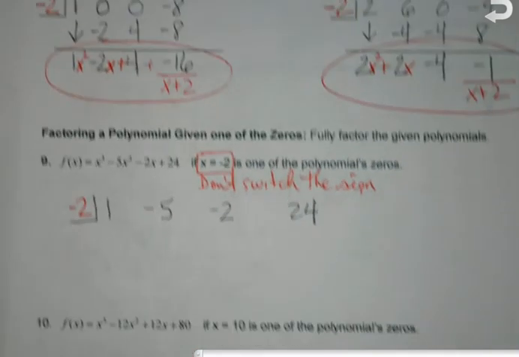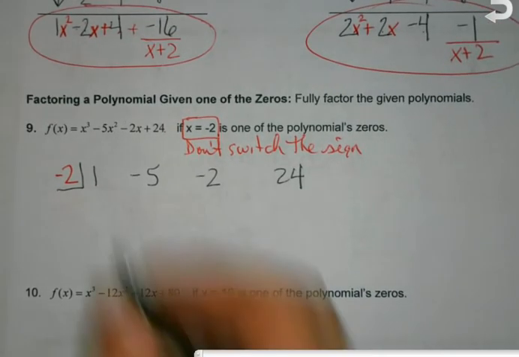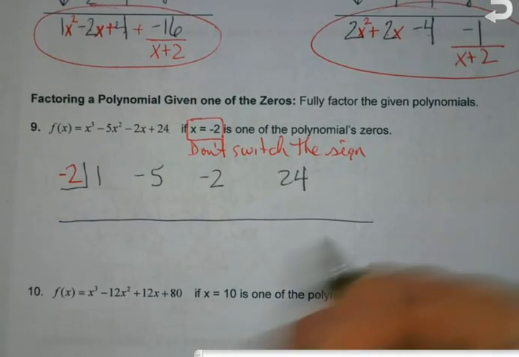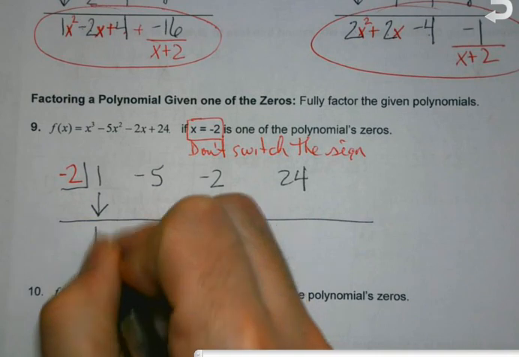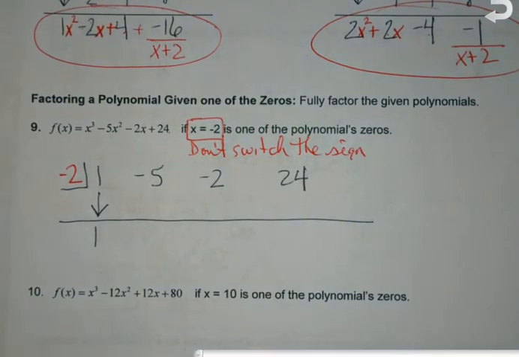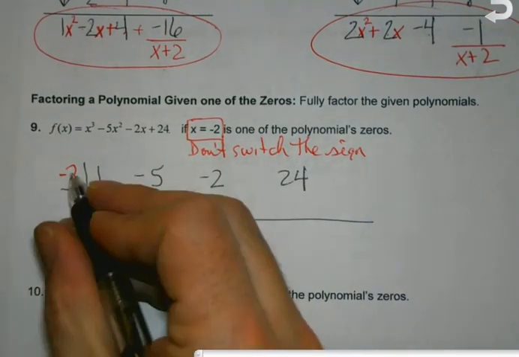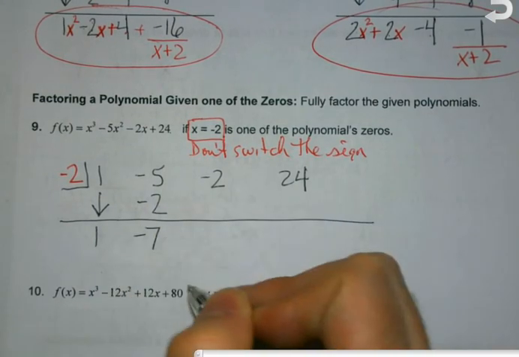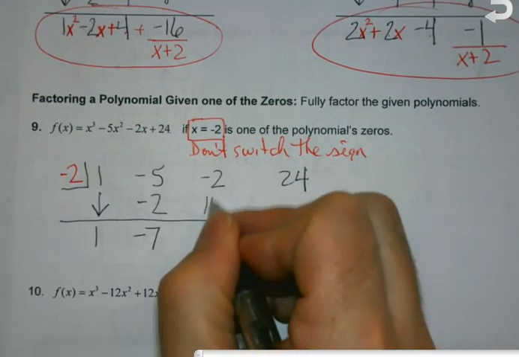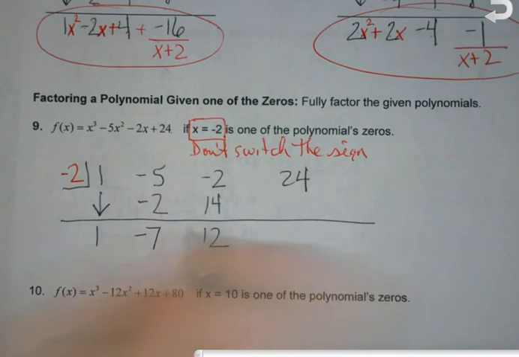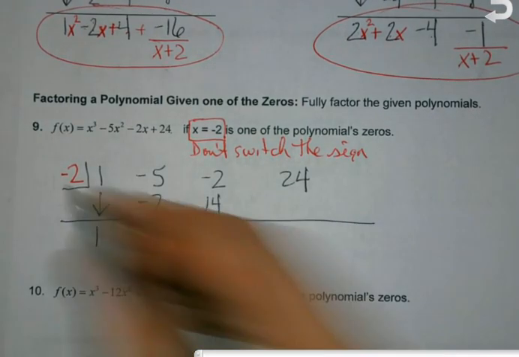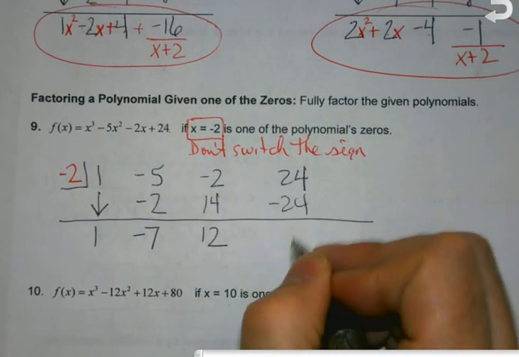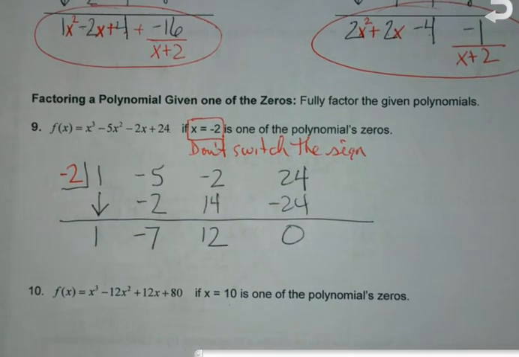So now, I can go ahead and do my business. Drop the first one down. Multiply. Add down. Multiply. Watch your sign. Add down. Multiply. Add down. Sweet. No remainder. Okay. So what's my final answer going to look like?